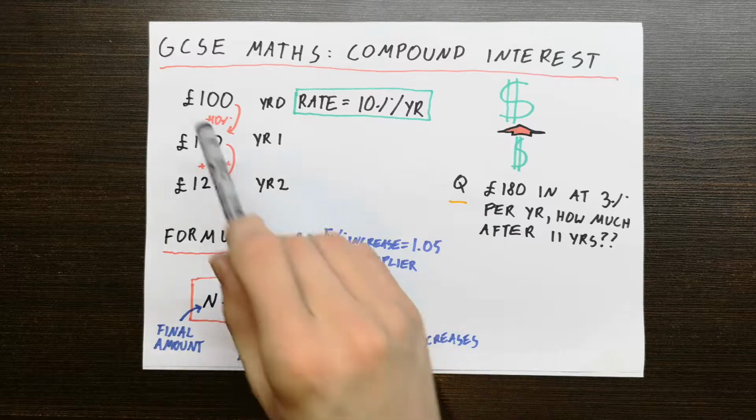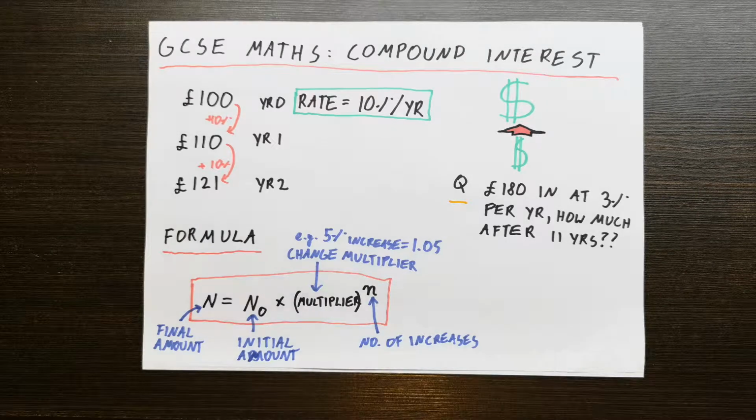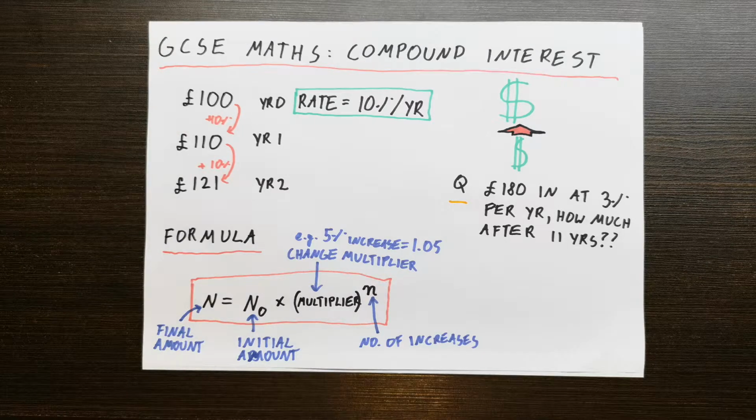Say if you looked at this example and you wanted to find the amount of money after 15 years. Well, in this case, you would have to keep adding on that 10% 15 times, which in an exam would take you a ridiculous amount of time, and it's just not worth it. Whereas if you know that formula, you'll be able to quickly calculate the compound growth or the compound decay. You will be able to calculate everything about compound interest with this formula.